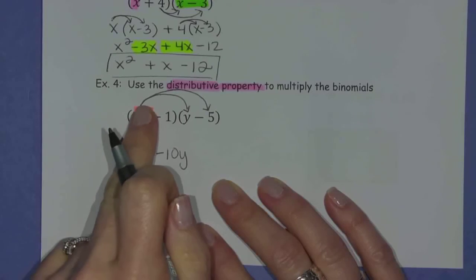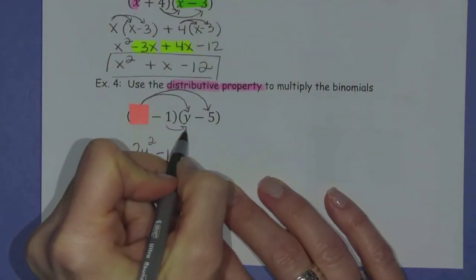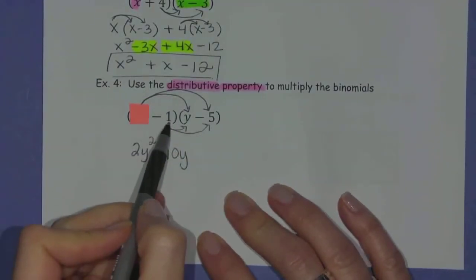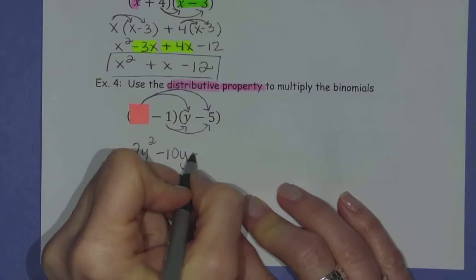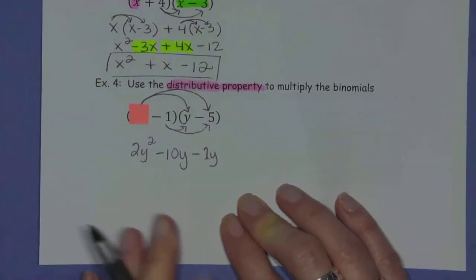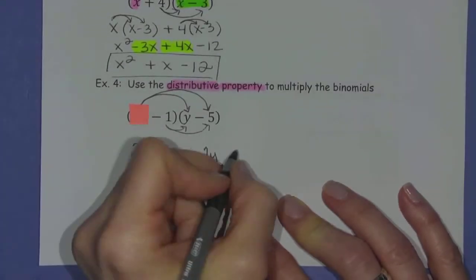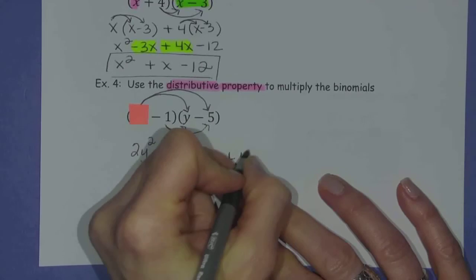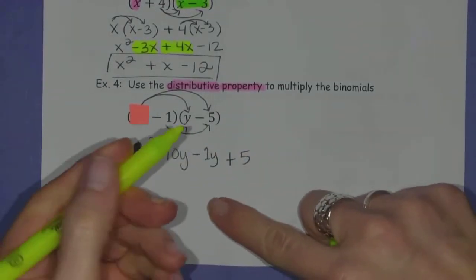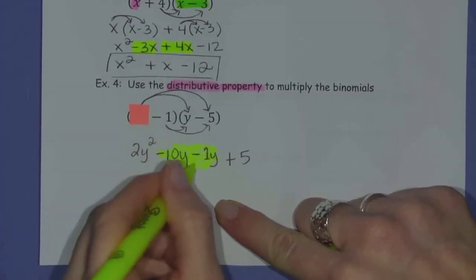Now slide this over, cover that up. Now we're going to take and distribute the negative 1 to the second quantity. Negative 1 times y, negative 1y. That's a 1, funky looking 1. And then negative 1 times negative 5, positive 5. And so the final answer will come after we combine like terms here in the center.